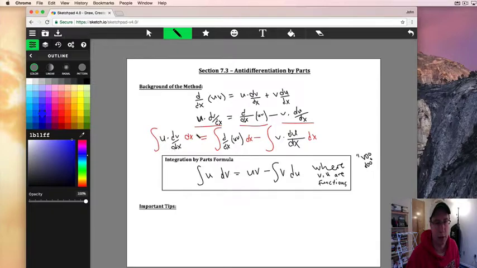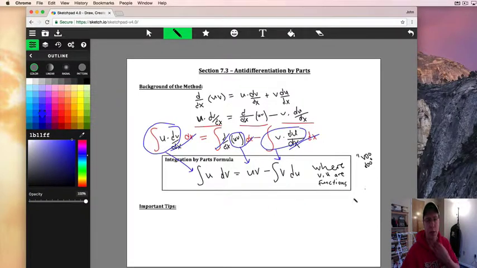Here, the dx's cancel out. Here, the integral of the derivative, by the fundamental theorem of calculus, those things cancel each other out, and we just end up with the function uv. And then here, these dx's cancel out, and you'll notice what's left, that I circled in blue, is our integration by parts formula. We have the integral of u dv, equal to uv minus the integral of v du. So that's where the formula comes from, and then we're going to use it to integrate various functions.